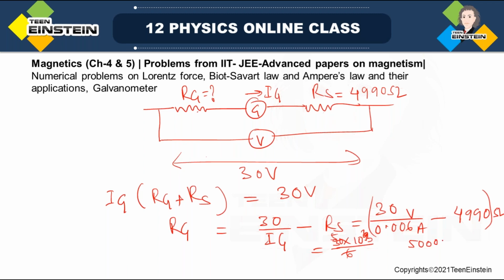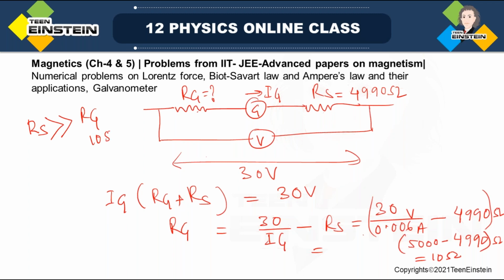Okay, 5000 minus 4990. So look then, what is the value of Rg? The value of Rg is becoming 10 ohm. See, I told that galvanometer resistance is much lesser than, or this series resistance is much greater than Rg. See, Rg is 10 ohm and this series resistance is 4990 ohm. Okay, so which is much greater than 10 ohm, right?